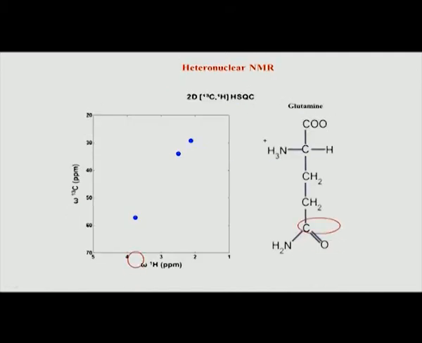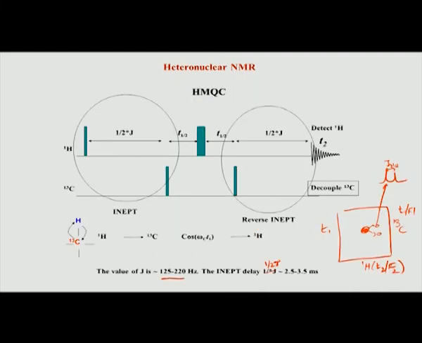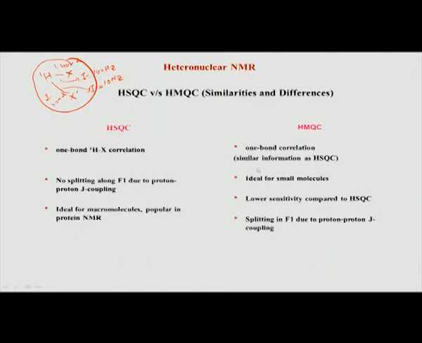That is not there in HMQC. In HMQC it is along the xy plane, and therefore, here it is coupled. So, this is a big difference between the two experiments: in HSQC there is no splitting, but in HMQC there is splitting. This is one major difference between the two, and because of this reason we normally like HSQC for a bigger molecule, because sensitivity is a major issue.